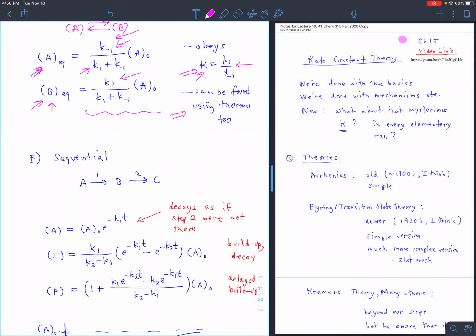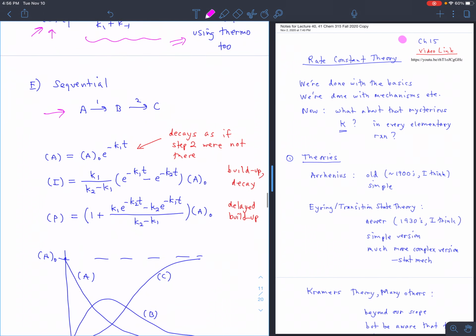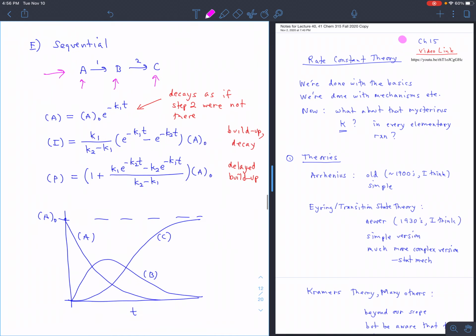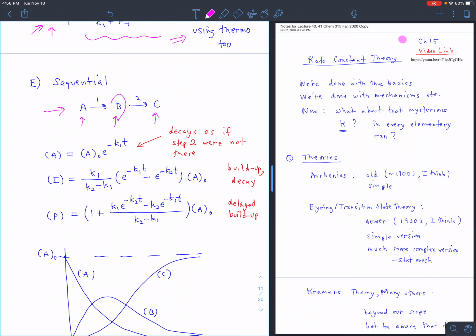The second mechanism is the sequential mechanism. Perhaps this is the most important one of the 3 that we looked at. That's a case where you have some reactant that produces one product, and then that product goes on to produce a second product. In this case, if the overall reaction is A goes to C, then B here would be an intermediate. Part of the reason that this mechanism is important is because it's got an intermediate in it, and we can see what happens with that intermediate.